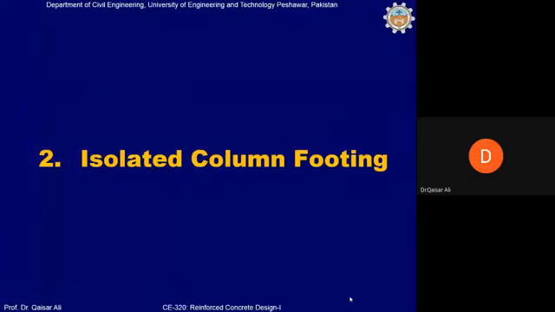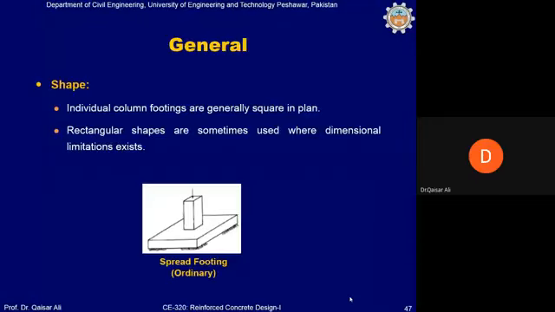So now we will be discussing the design of isolated column footing. Last time we covered the design of wall footing. This is very easy if you learn the design of wall footing, so column footing design will not be difficult for you. As you have seen in the first lecture on footing, isolated column footing consists of an individual column footing, which is generally square in plan, but rectangular shapes are also possible.